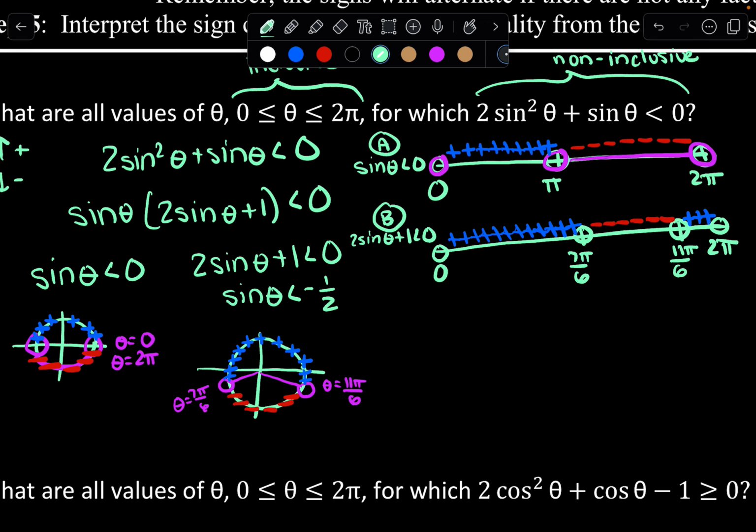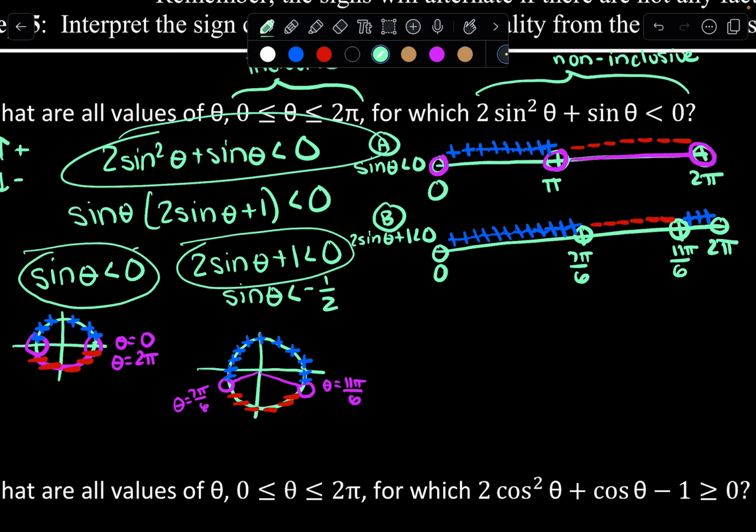So now we have one more number line. If you look at these, we have an inequality here and an inequality here. What do we do to get back to the original inequality? We multiply them together, right? Which is this intermediate step here. So now we're going to multiply these two together using their number lines and see what intervals will satisfy the original inequality, which is when these two factors multiplied together into 2 sine squared theta plus sine theta are strictly less than 0. So we're going to do A times B, and that's the third and final number line.